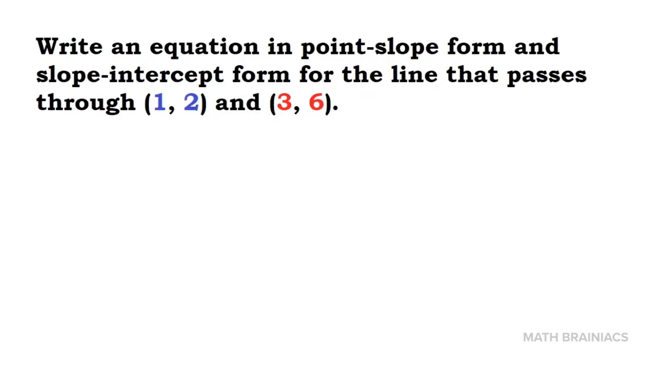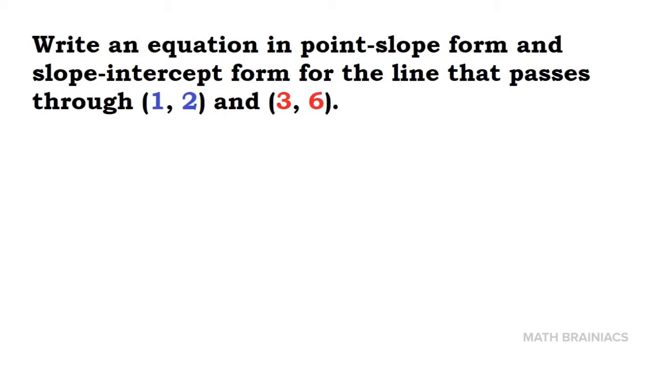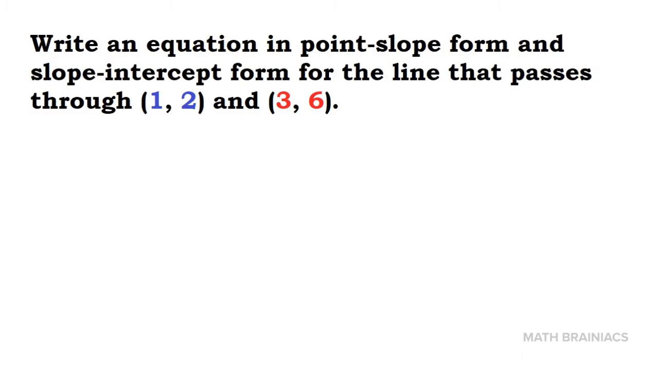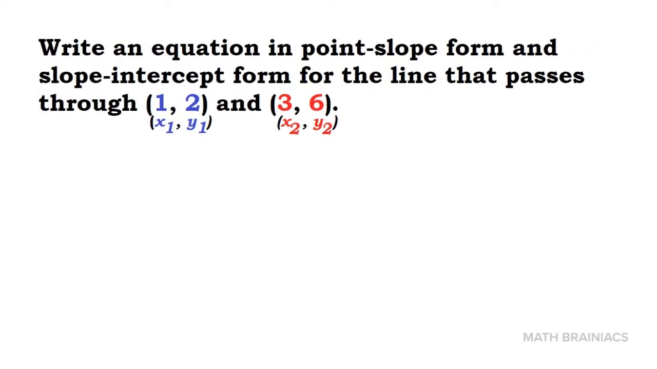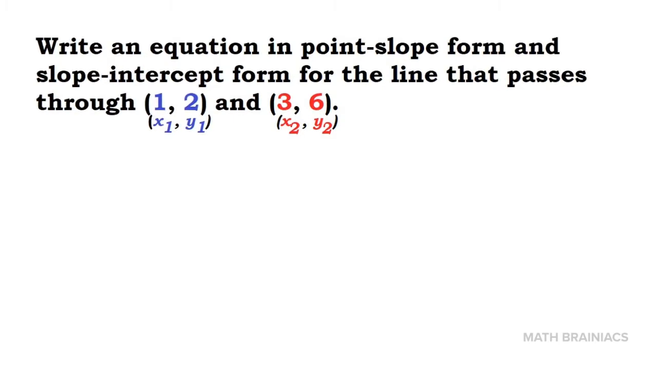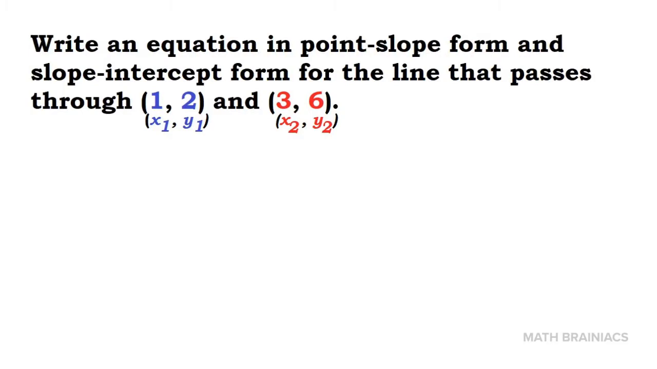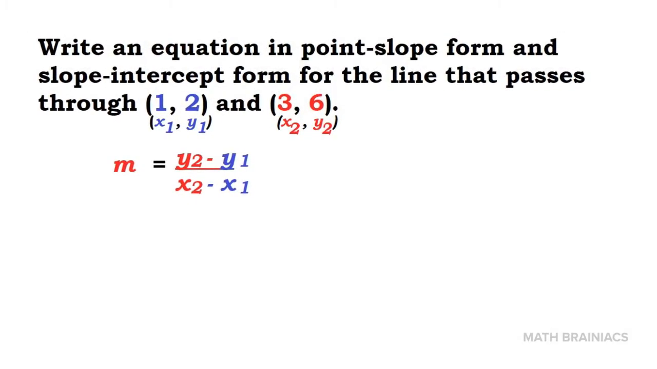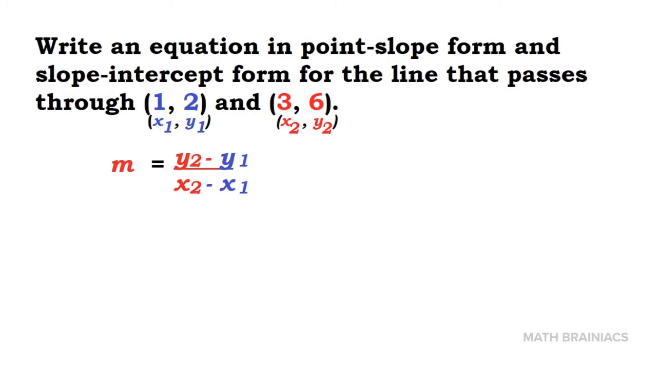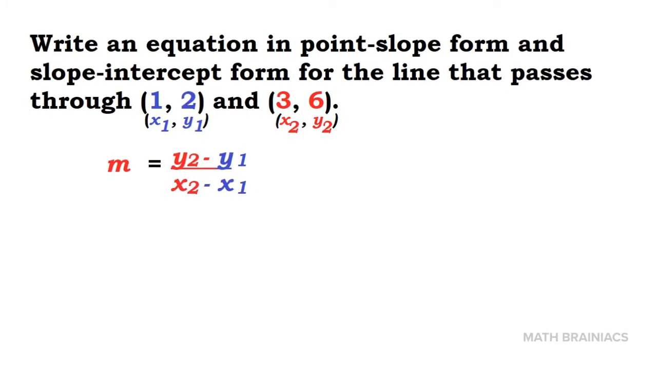Write an equation in point-slope form and slope-intercept form for the line that passes through 1 and 2 and 3 and 6. Given 2 points, the first point will be x1, y1, and the second point will be x2, y2. Then, if you are given 2 points, solve right away for the slope, which is y2 minus y1 all over x2 minus x1.